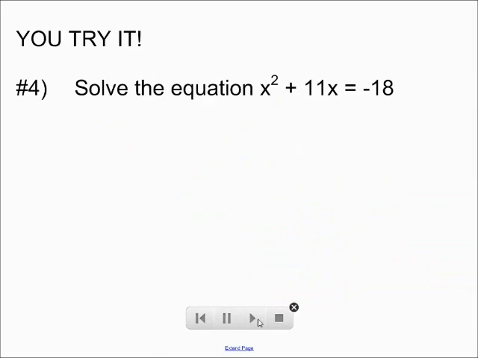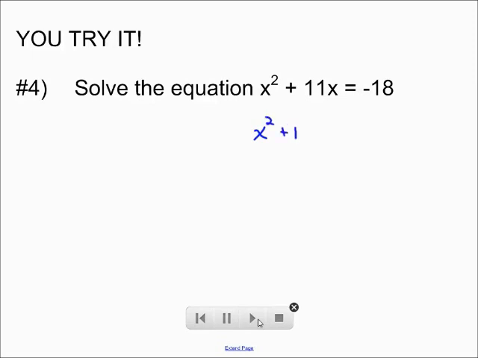All right, so let's try and solve this equation by factoring. Of course, it can be done using the quadratic formula or by graphing, but let's try and solve it by factoring. Give it a shot and then press play to see my solution.